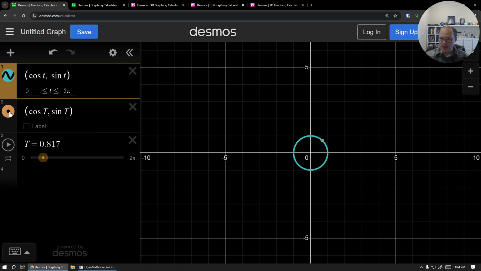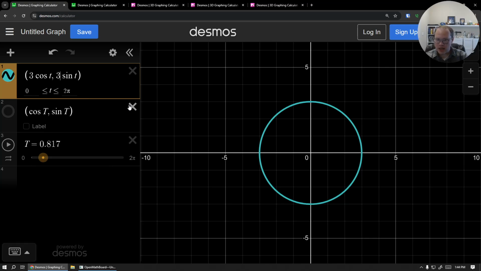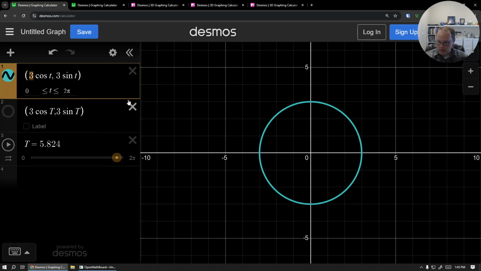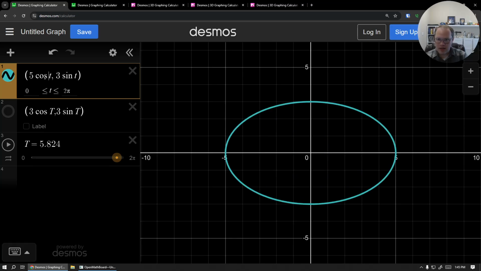All right, what happens if we want a circle of greater radius? Well, if I add 3 to both sine and cosine in front here, I get a circle of radius 3 instead of a circle of radius 1. And I could even change the values if I have two different values. Say I make cosine 5 and keep this coefficient in front of sine at 3. Look what I have now. It's an ellipse. And that kind of makes sense, right?